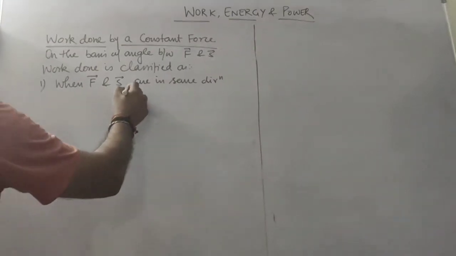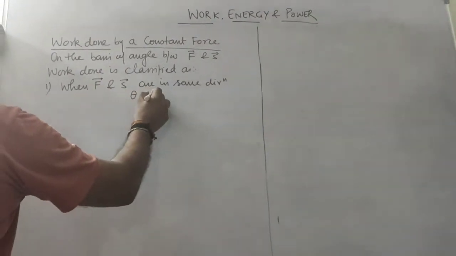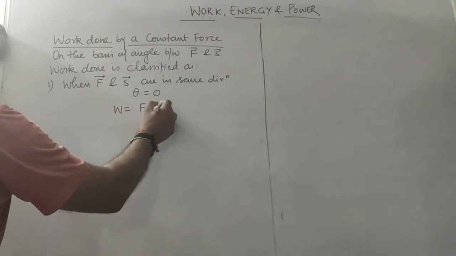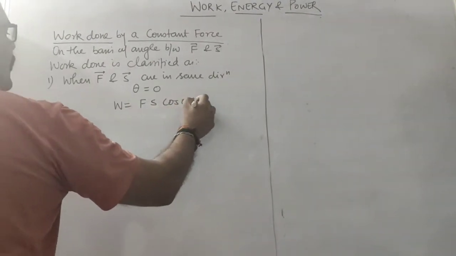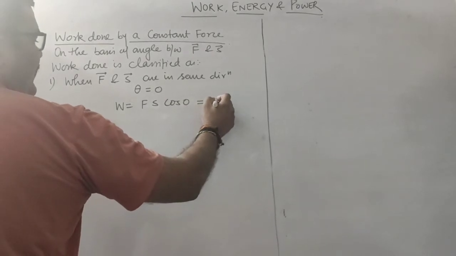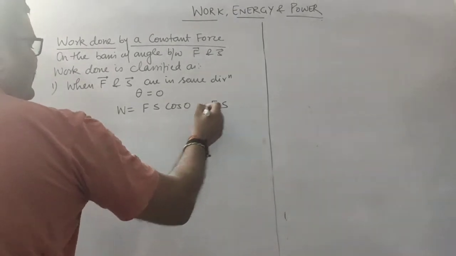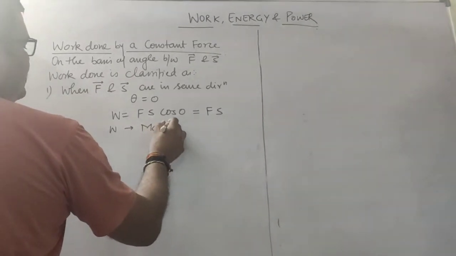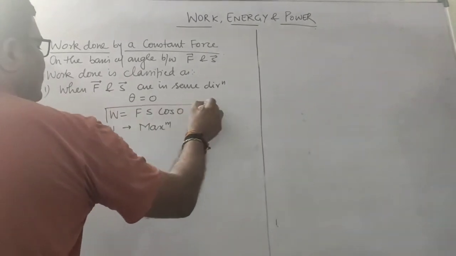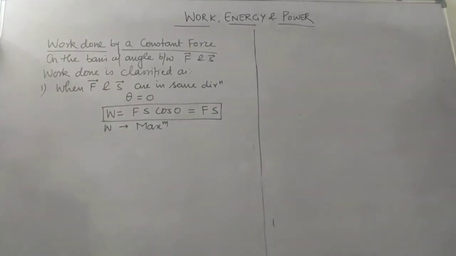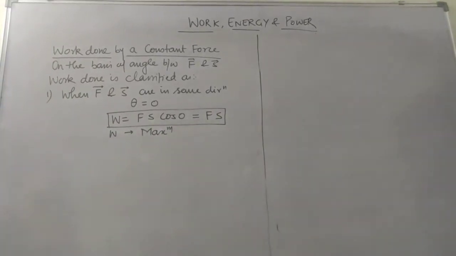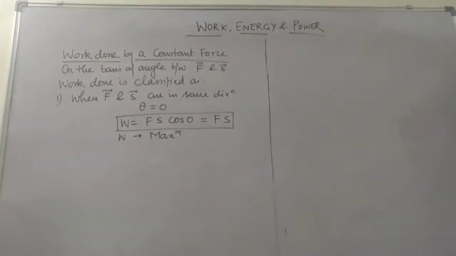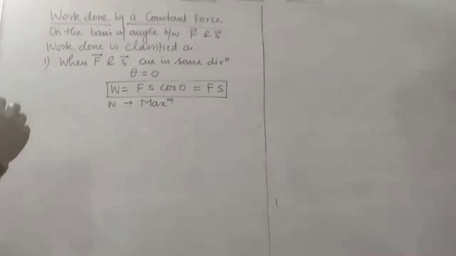If they are in the same direction, that is they are acting parallel, so theta will be 0. So work done will be Fs cos 0. Cos 0 is 1. So it is Fs. So work done by the body is maximum. When you are applying a force in the direction of displacement, then work done is said to be maximum.